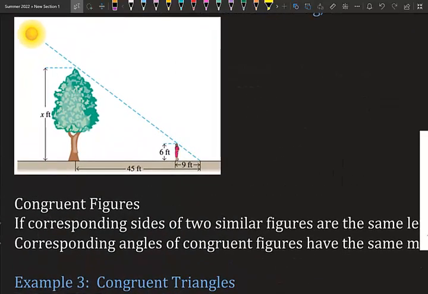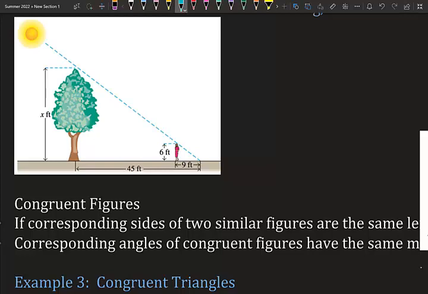Alright, so these are similar figures because you see how Monique creates a 90-degree angle with the ground? So does the tree. So similar figures are always going to be proportions. Proportions are when you have a fraction equals a fraction.